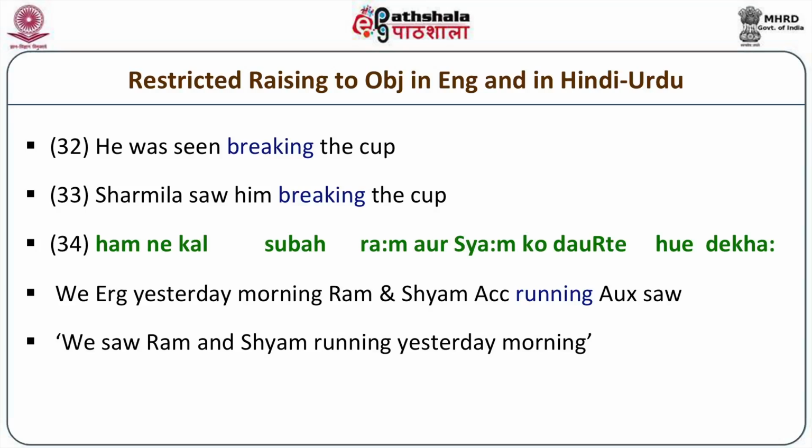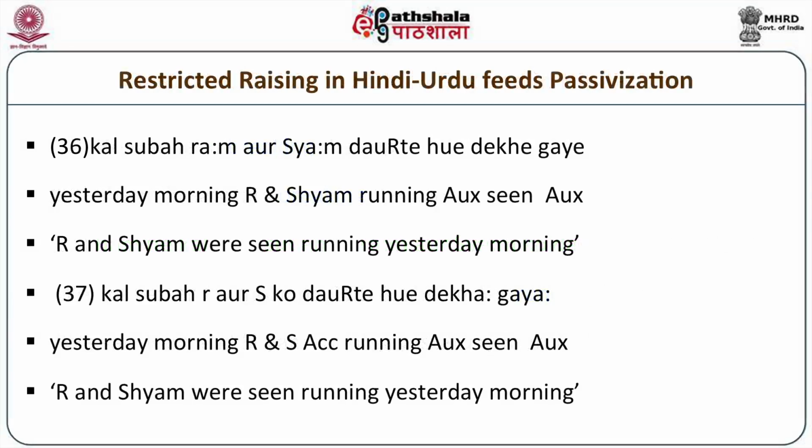When you allow interaction between these structures and the passive, you get interesting results in Hindi Urdu and in Bangla. In Hindi Urdu, the Ram and Shyam example, when it is passivized, comes out as "Kal subah Ram aur Shyam daurte hue dekhe gaye," which means yesterday morning Ram and Shyam were seen running. Here Ram or Shyam is in the nominative and controls agreement on the verb.